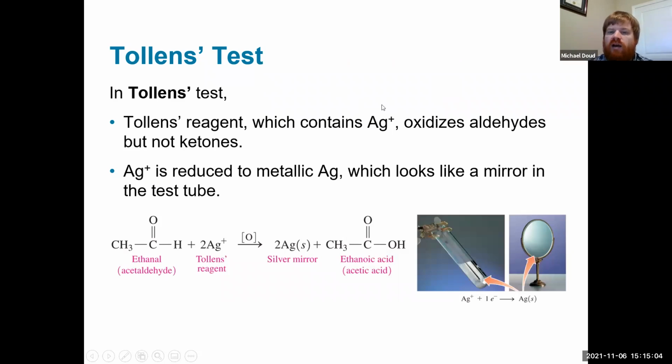Now, silver ion will oxidize aldehydes, but it will not oxidize ketones. What happens is you take the silver ion, it gets reduced to silver, and in your test tube, it looks like a mirror. So it's a pretty cool reaction, and it can be useful, again, if you're trying to find out if you have an aldehyde or a ketone in your solution. Basically, it's a very definitive test for an aldehyde.